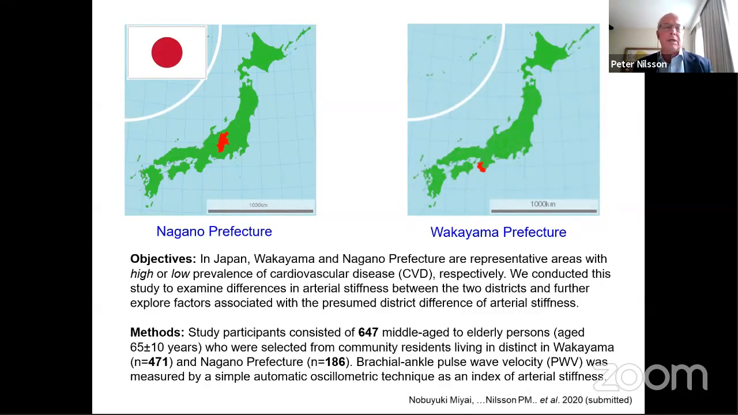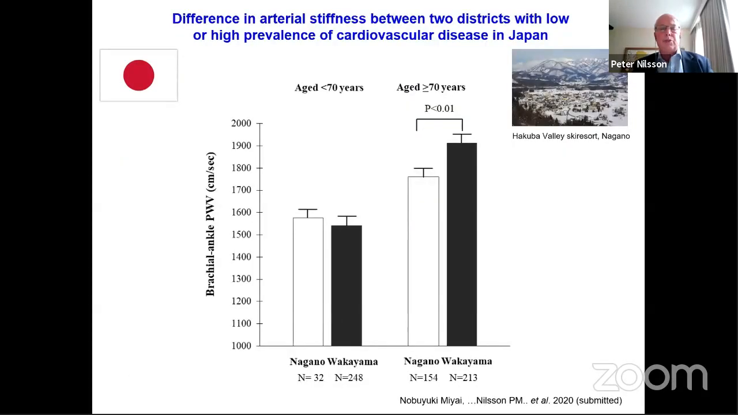The situation in Nagano is different, more like Scandinavian style of climate, cold winters. Winter Olympics were held there some years ago. And then we compare these two districts, prefectures. So you see that especially in the people aged 70 years and above, the pulse wave velocity in people from Nagano was lower as compared to the Wakayama people, indicating less pronounced vascular aging.